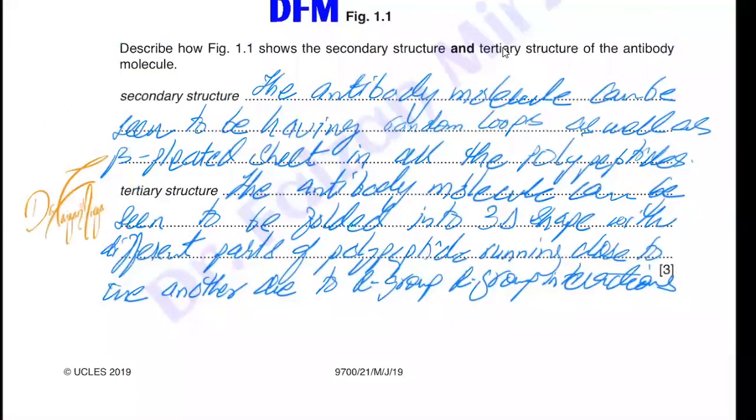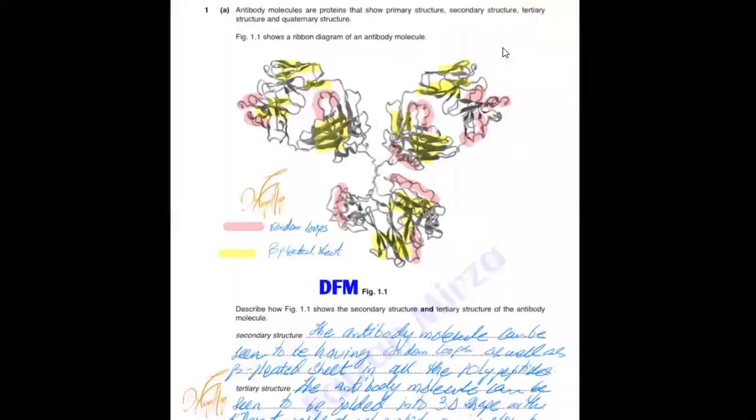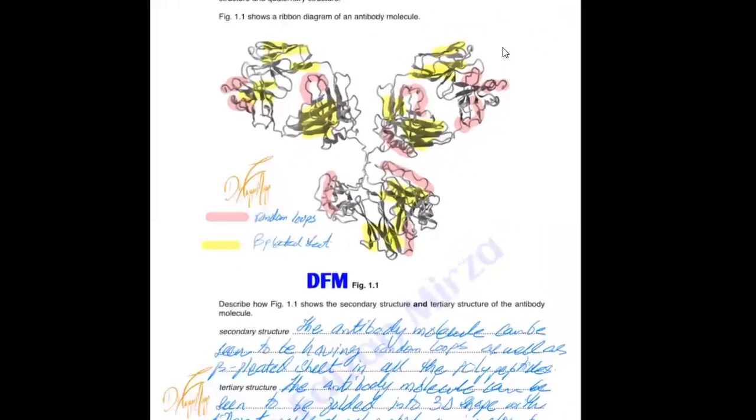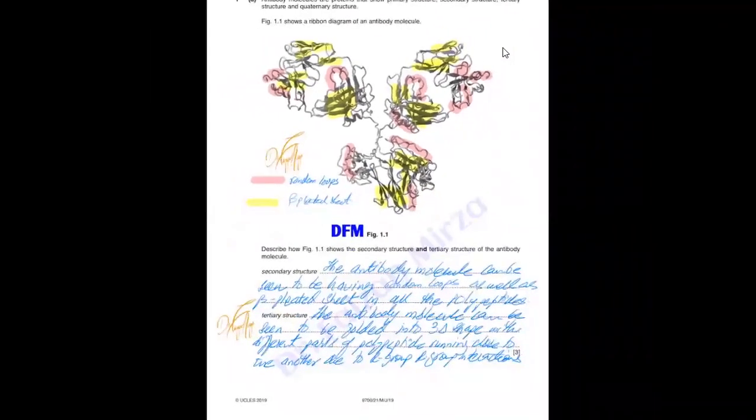So this question came in May 2019, May 2021. They have provided us the molecule of an antibody, and they are showing a ribbon model of the antibody molecule. They are asking: describe how figure 1.1 shows the secondary and tertiary structure of the antibody molecule as can be seen in the figure.